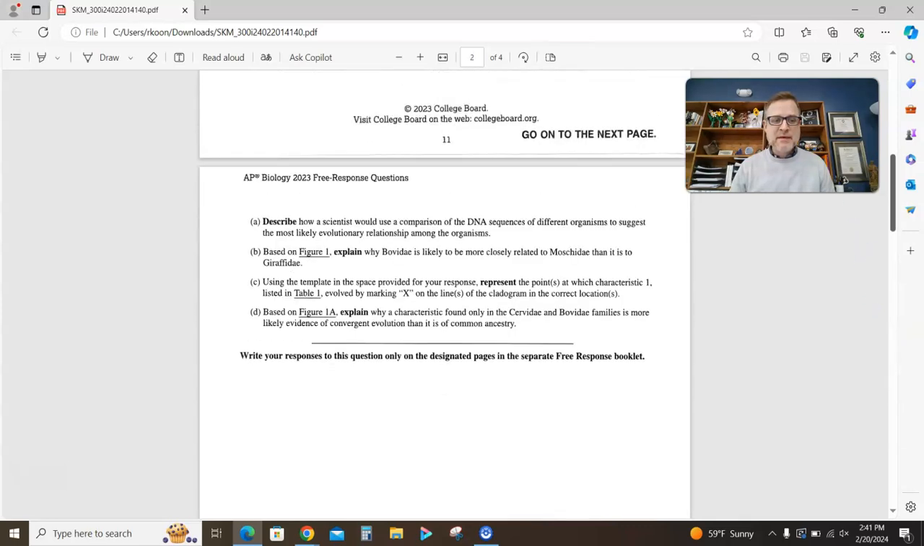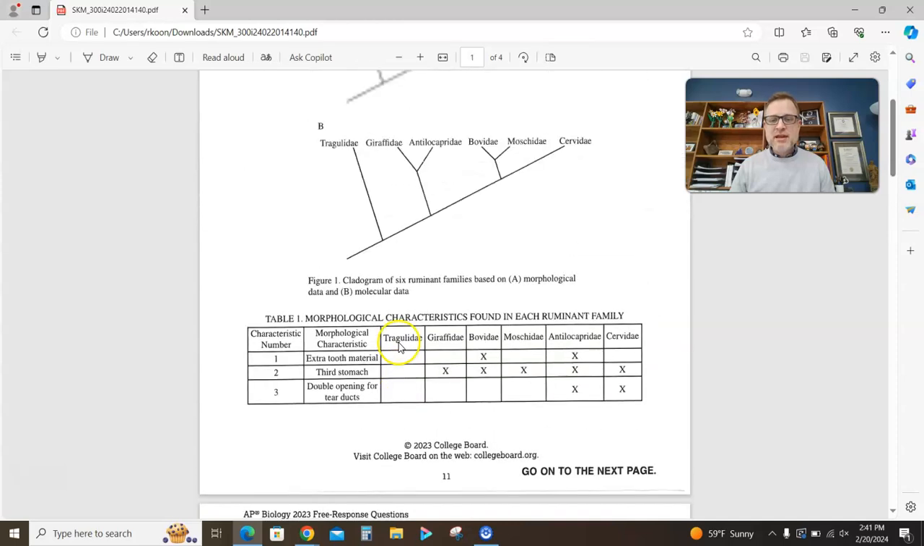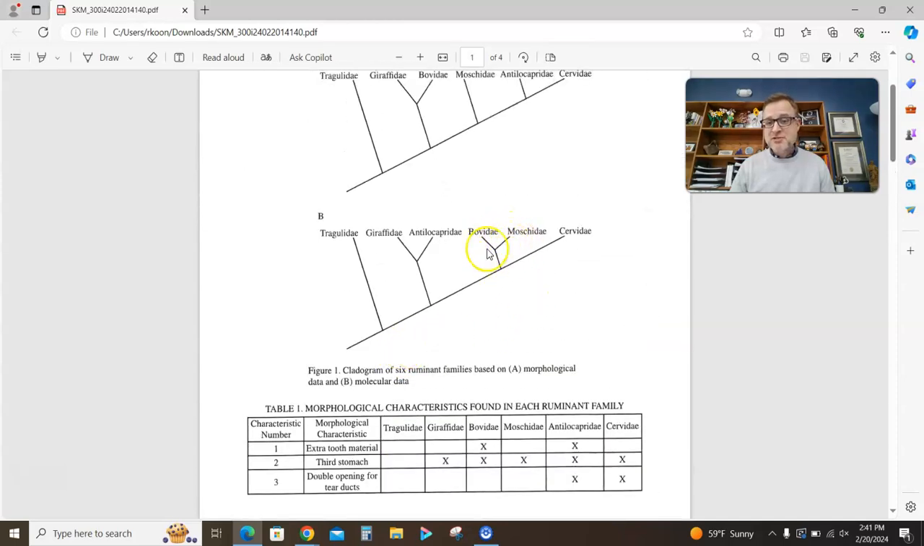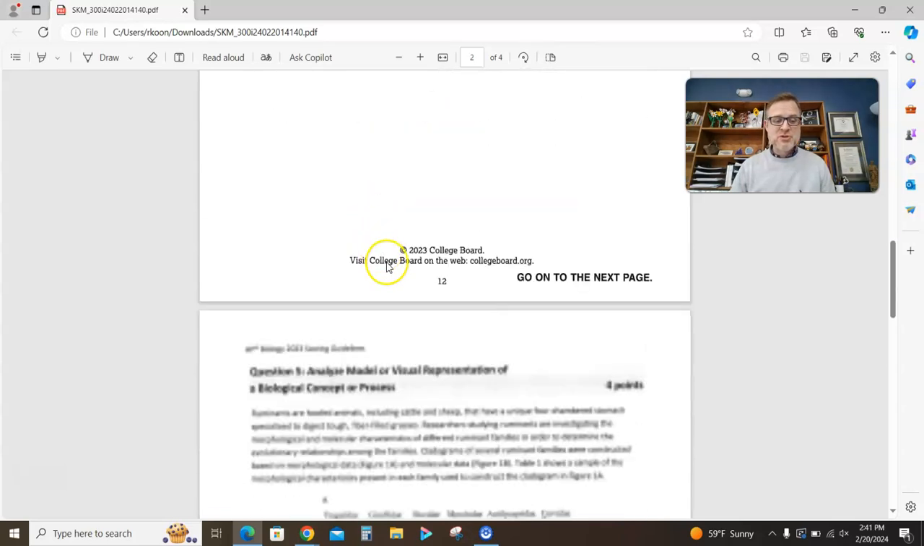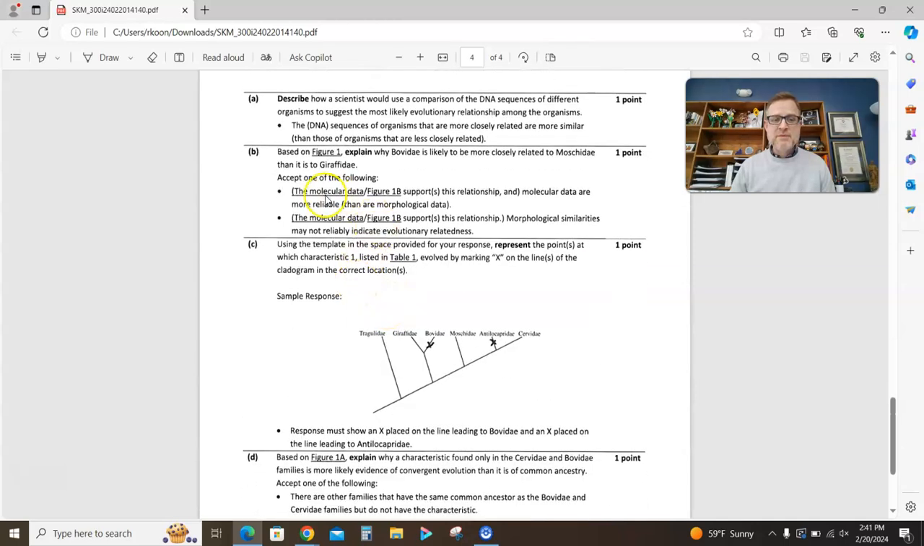Part B, based on Figure 1, explain why Bovidae is likely to be more closely related to Moschidae than it is to Giraffidae. So Bovidae and Moschidae on tree B are closely related. They're right here. On tree A, they are further apart, I should say, in terms of a common ancestor. Tree B shows they have a recent common ancestor. Tree B uses molecular data, which is like the gold standard. Tree A uses morphological data, which doesn't always work. So for part B, the molecular data, or Figure 1b, supports that claim, and molecular data are more reliable.